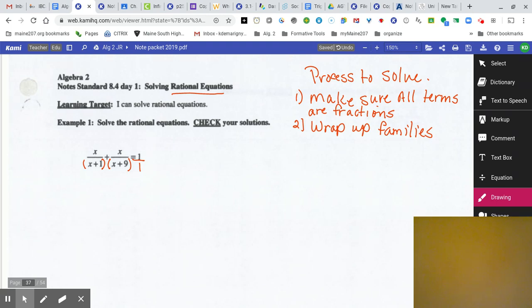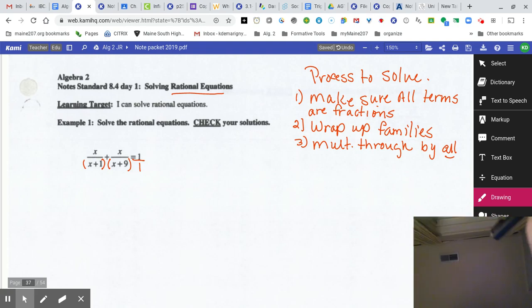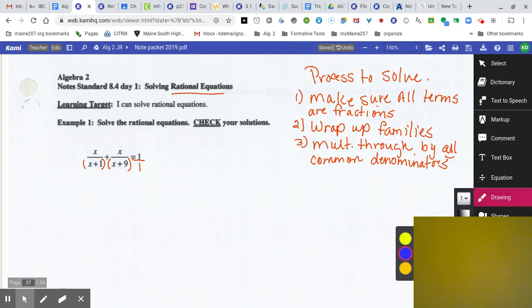The third thing that I'm going to do is multiply through by all common denominators. So you have to have one of every kind. Okay? So when I look at my common denominators, I have an x plus 1 and an x plus 9.